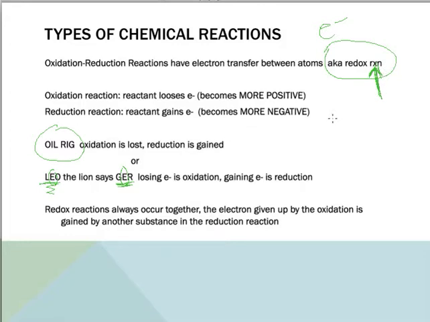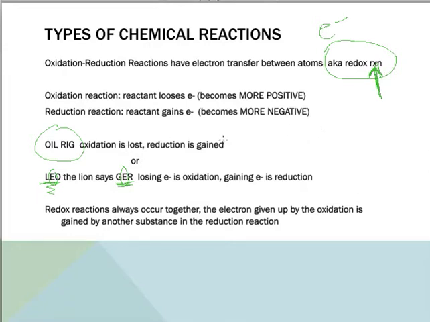Oxidation reduction reactions or redox reactions have two parts. There's an oxidation reaction and a reduction reaction. The oxidation reaction, the reactant is losing electrons. So if you're losing negativity, you're actually becoming more positive. Reduction reactions are the opposite of this. That is the reactant gains electrons, so they're becoming more negative. If you're gaining negative particles, you're becoming more negative.